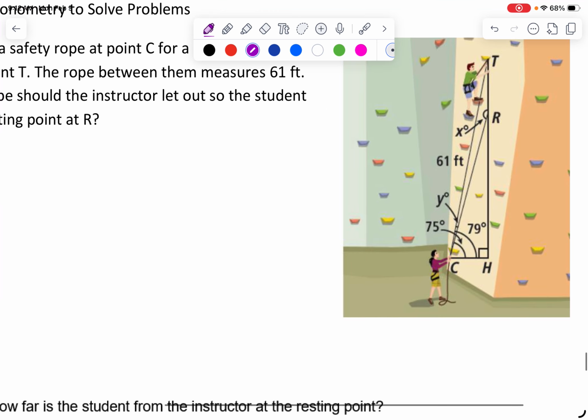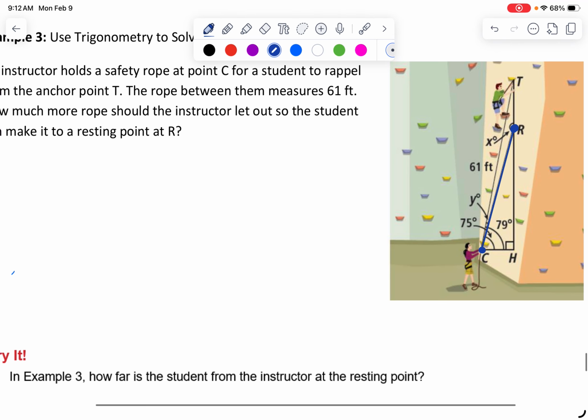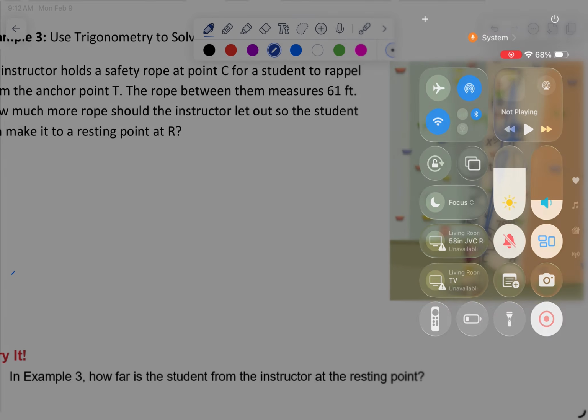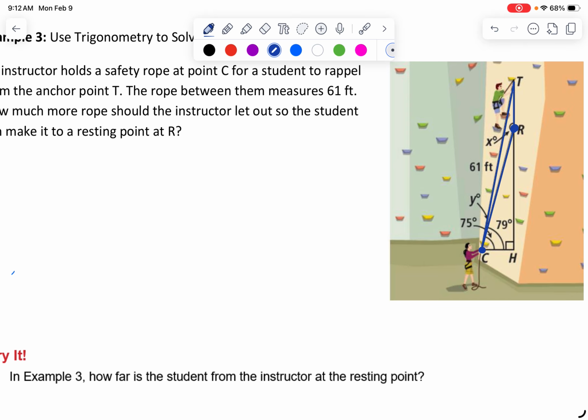Essentially we're starting here, and the resting point is at R. So I'm trying to find this part right here. Now, this picture's a little squished, so I'm going to pull this triangle on top off to the side. How I know to use this is because I also have that 61 feet. So I'm just going to pull this triangle off to the side.